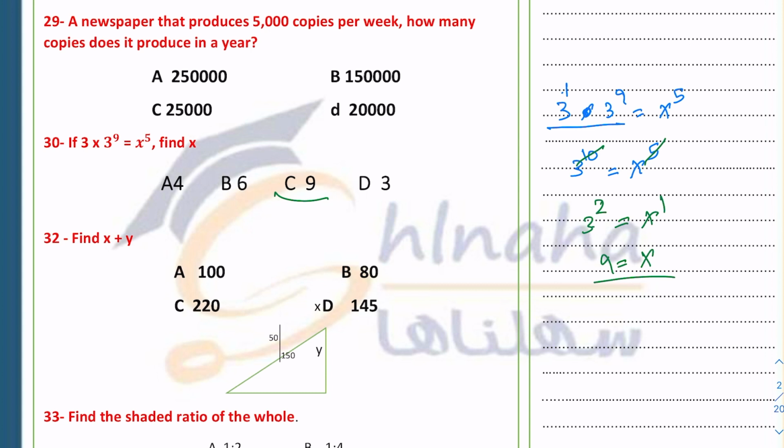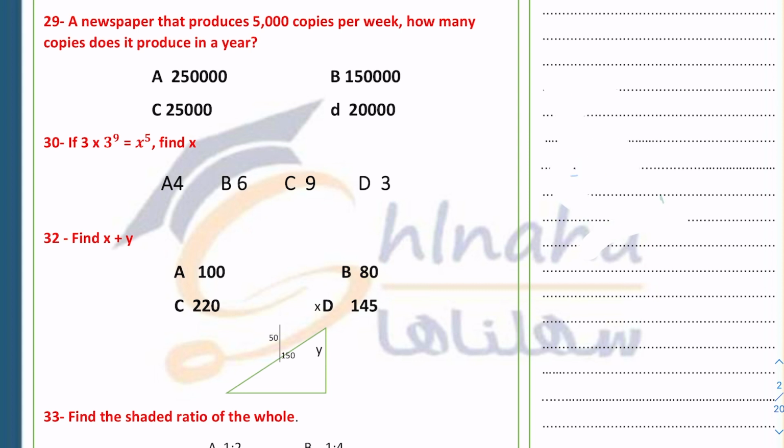Okay, now let's take the next question. Question number 32. In this question, I have to draw the line segment here. This is 50, and this is 150. And this is y. Now, if here it's 150, I told you, if you have two interior angles, their sum is 180. So 150 here, so here will be 30, okay? Clear?